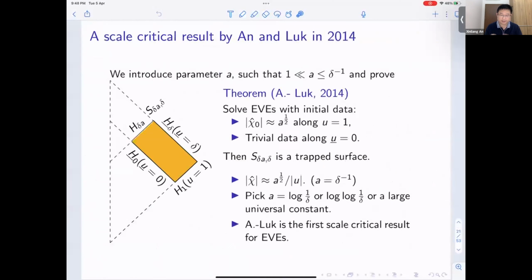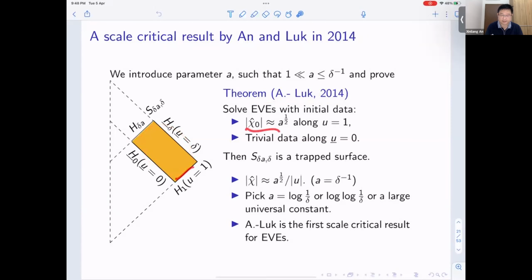Another interesting result, by me and Luk in 2014, is that we improve Christodoulou's result to the scale critical regime. We introduced a parameter A such that A is much larger than 1 and less than or equal to delta to the minus 1. And we prove the following result: we solve the Einstein vacuum equation in this colored region.